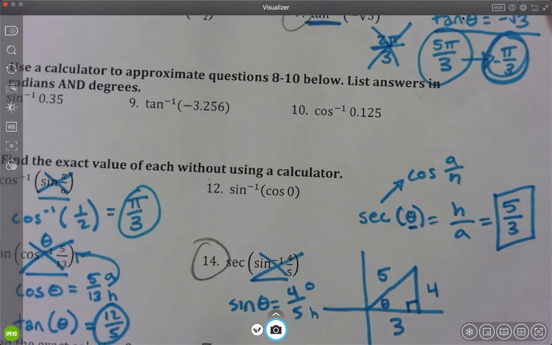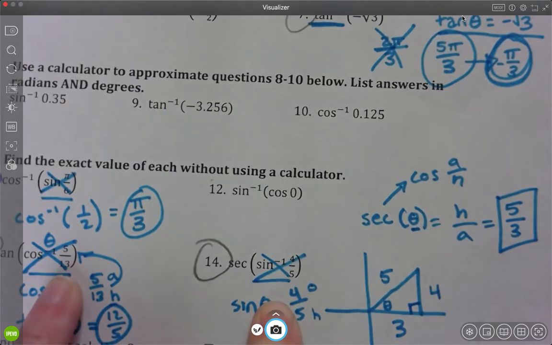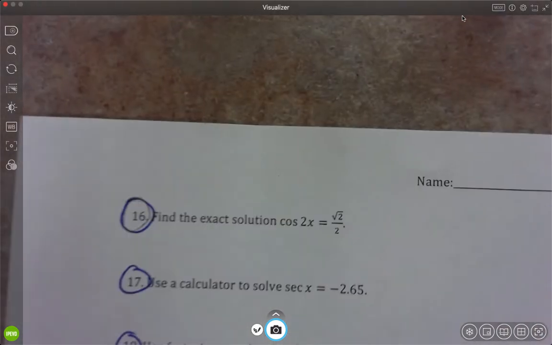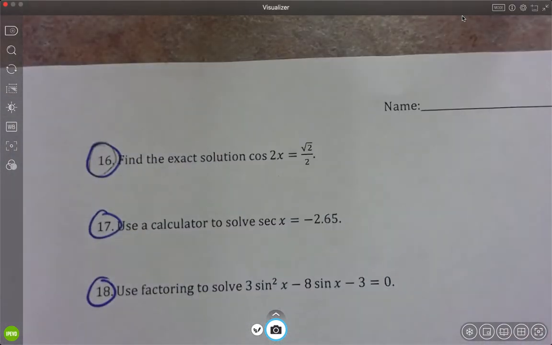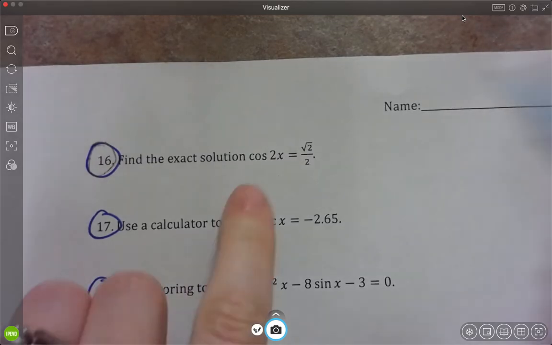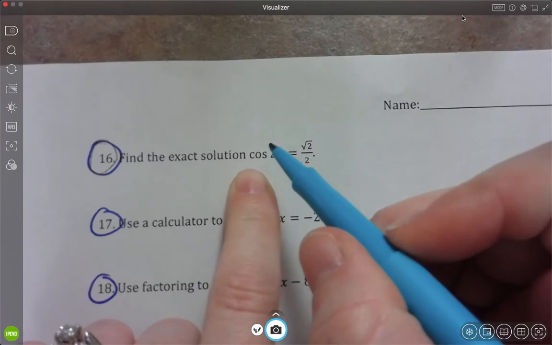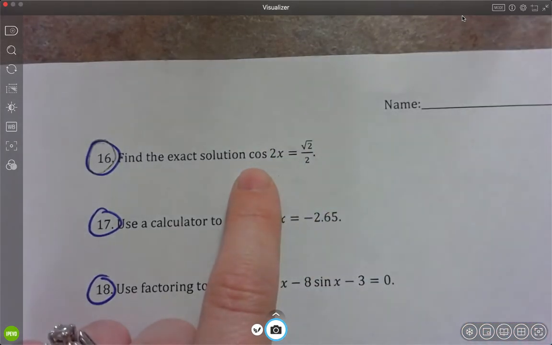If you don't have those values on your unit circle, you're probably going to end up drawing a right triangle for it. Okay, going to the back side, number 16. Find the exact solution for cosine of 2x equals the square root of 2 over 2. Now, this is not inverse cosine, so we will have two answers here in this case.